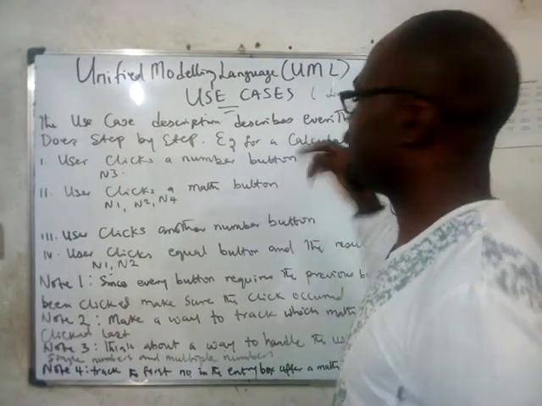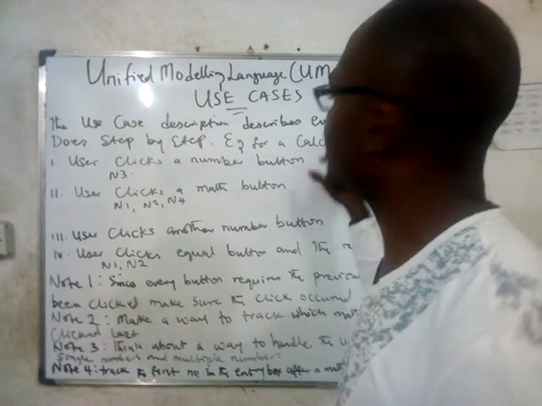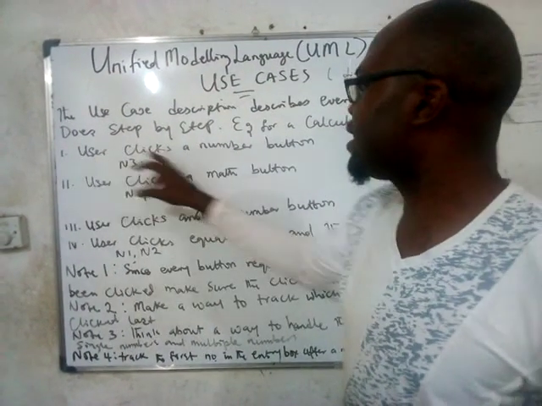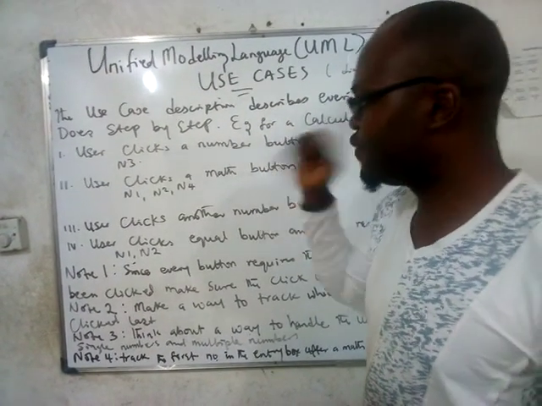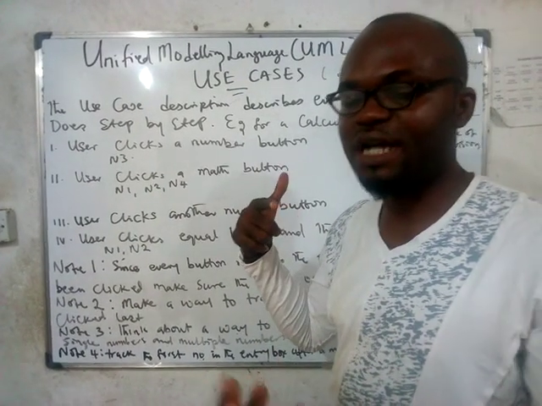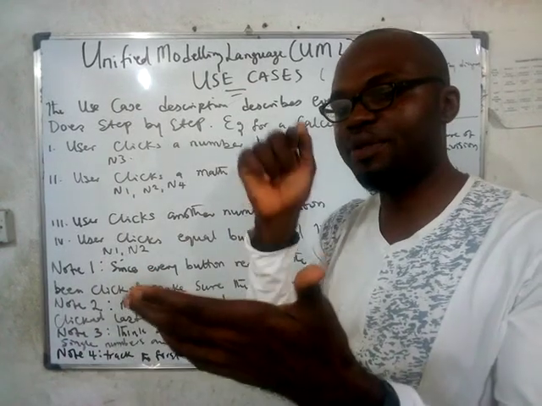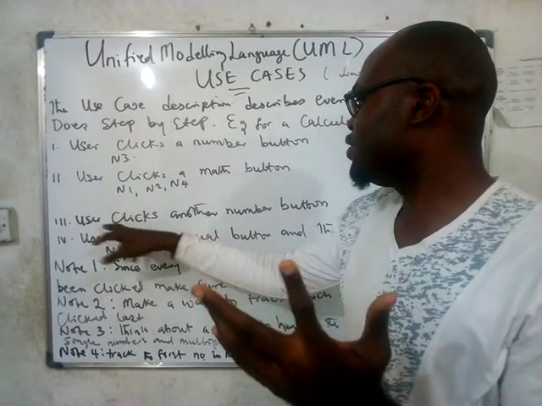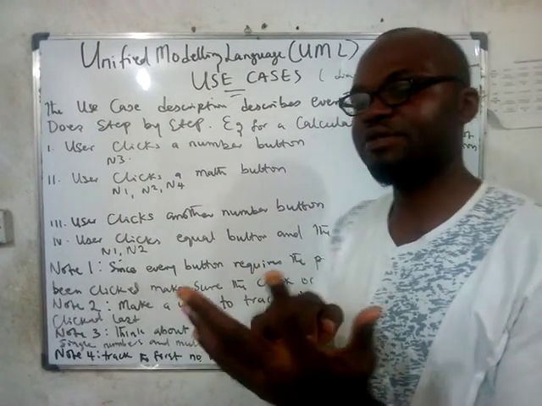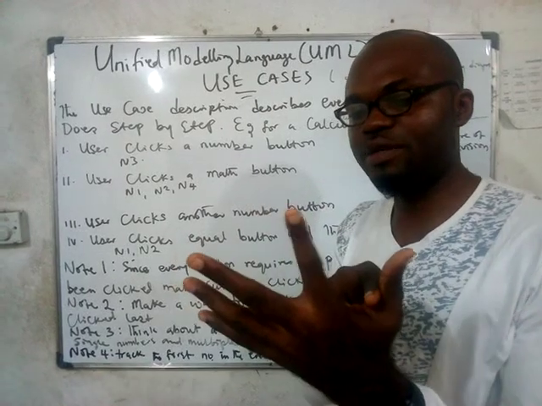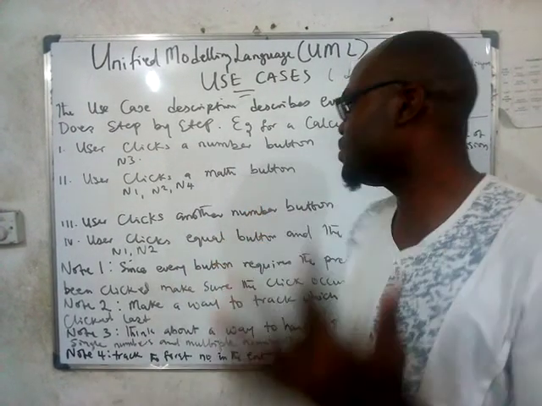So for example, we are looking at the use case description for a calculator. For you to use a calculator, first of all, the user clicks a number button. You have to click a number button. The user clicks a math button. If you want to add 1 plus 1, you have to click the number button 1 first, then you click a math button, plus. The user clicks another number button. Then you click another number so that you're doing 1 plus 2. So a number button, a math button, and a number button.